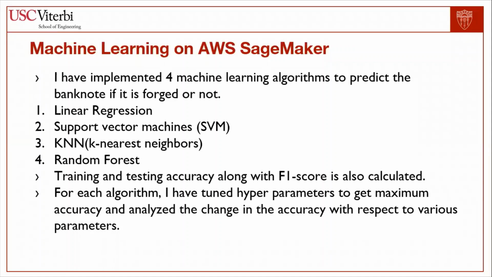Machine learning on AWS SageMaker. Here I have implemented 4 machine learning algorithms to predict whether the banknote is forged or not. The algorithms are the following: linear regression, support vector machines, KNN, which means K nearest neighbors, and random forest. Training and testing accuracy along with F1 score is also calculated. For each algorithm, I have tuned hyperparameters to get maximum accuracy and analyze the change in the accuracy with respect to various parameters.